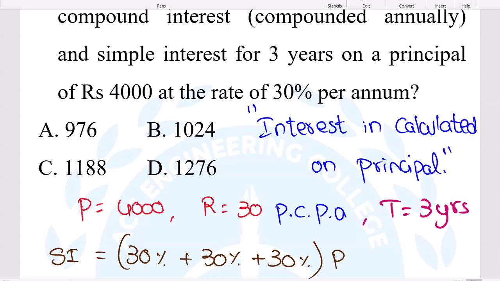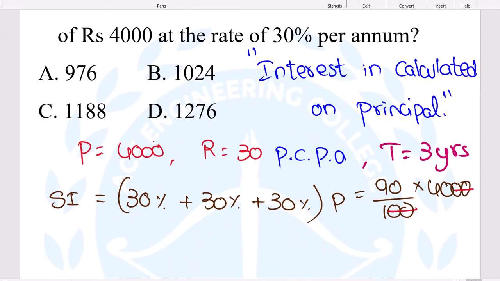Simple interest is an addition effect: 30 plus 30 plus 30, 90% on principal. Interest is calculated on principal, 90%. 90% means 90 divided by 100. What is the principal here? 4,000. So you cancel, and you get 3,600. Simple interest for 3 years. Done. Next thing, what you have to calculate?